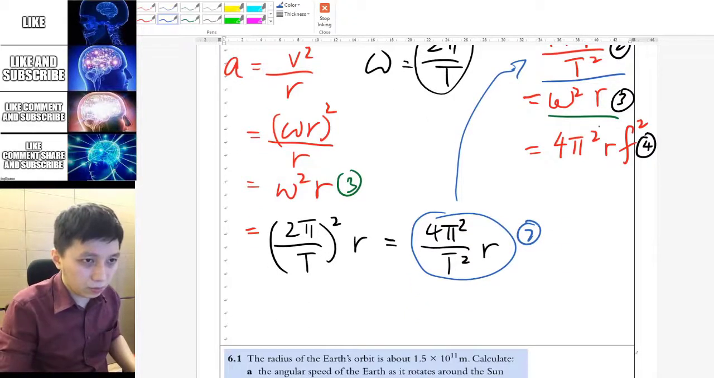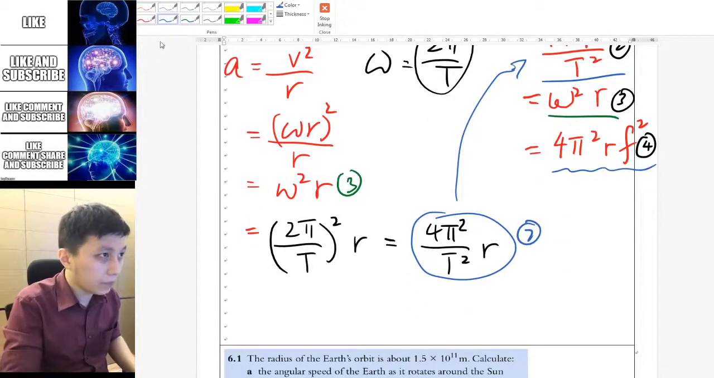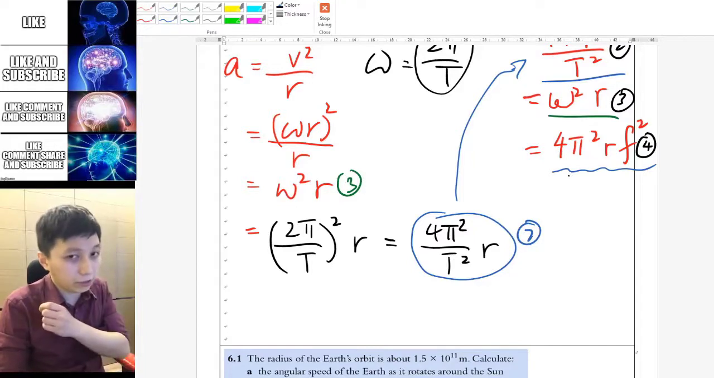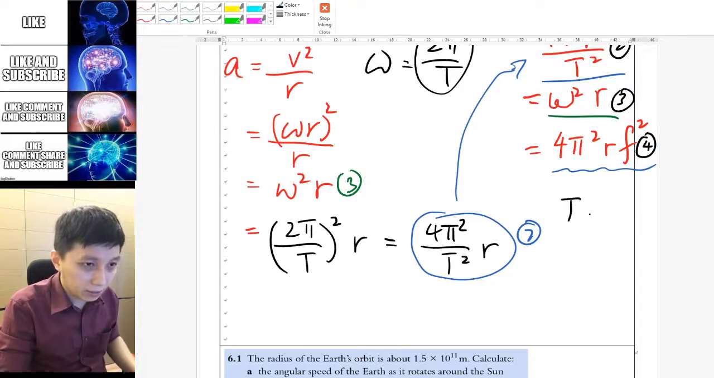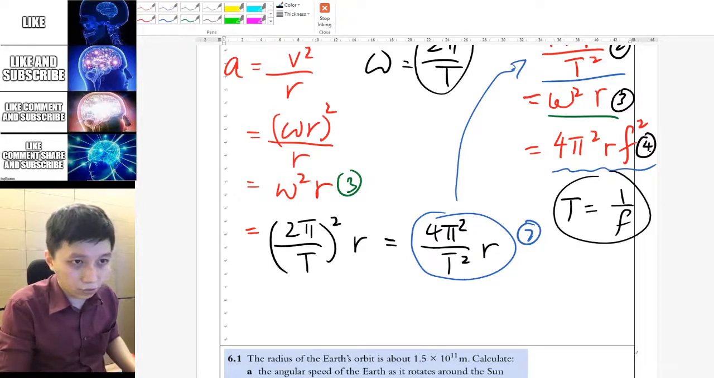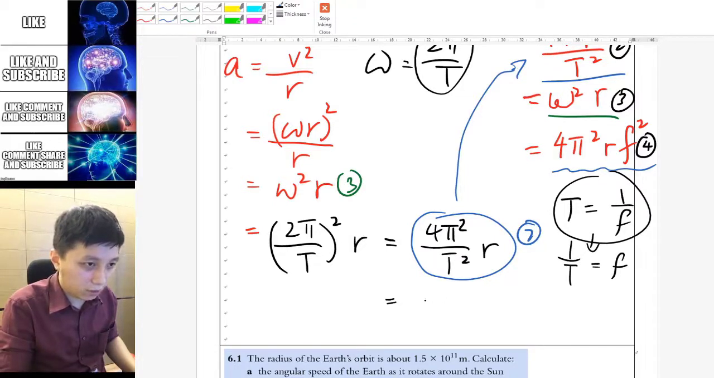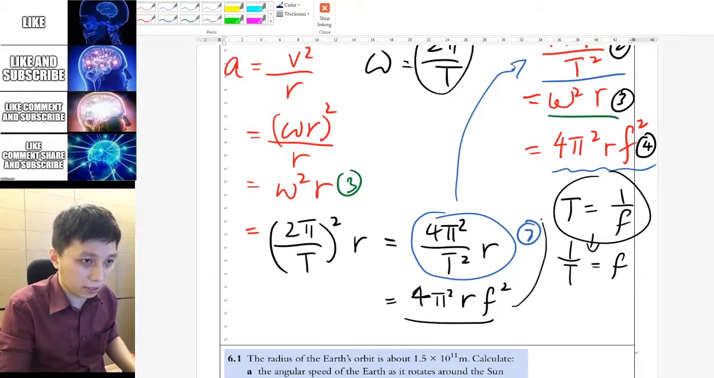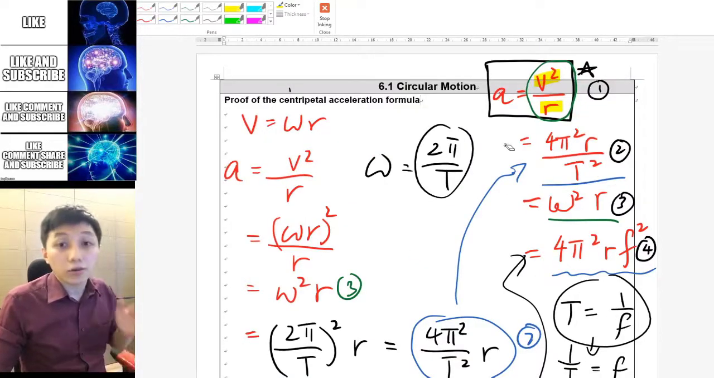Lastly, you just missed out equation 4. You have to recall one more equation that you learned in physics, and that is T equals 1 over f, because obviously from this equation to the last one, you can see there's a frequency f. In fact this is very simple. If you think about it, this is the same as 1 over T equals f, and so that would become 4 pi squared R f squared. So this is how you can get equation 4. So here you have it.